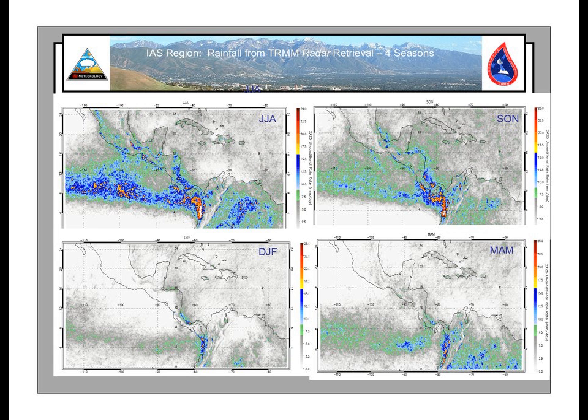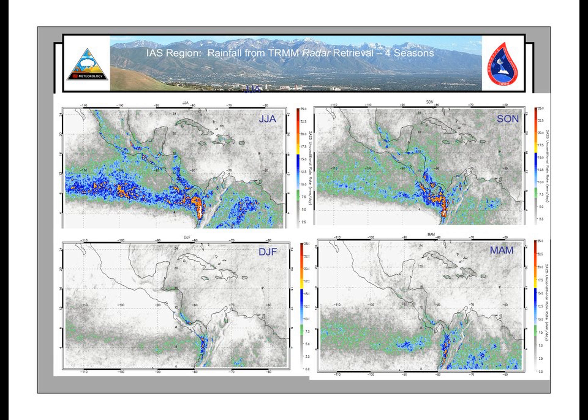Okay, now zeroing in more on the Intra-American Seas. This is, by season, the rainfall from one of the TRMM algorithms, the radar algorithms. And as I'll show you in a minute, and I think everybody knows, each of the TRMM algorithms gives you a slightly different answer for rainfall. However, this is June, July, August, fall, winter, spring in the Northern Hemisphere. This famous rainfall max on the Colombian coast shows up as a max in every one of the four seasons.